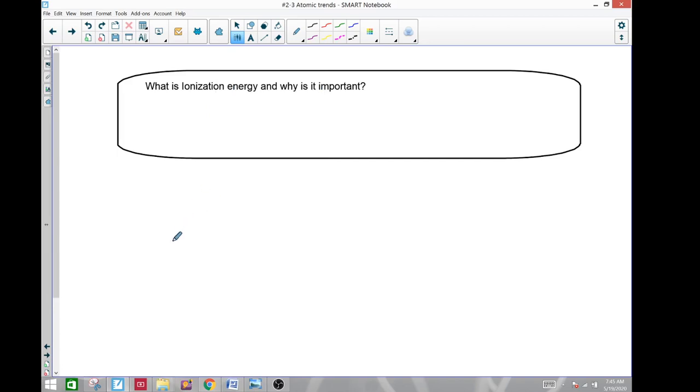Well, first of all, ionization energy is the amount of energy needed to remove an electron.